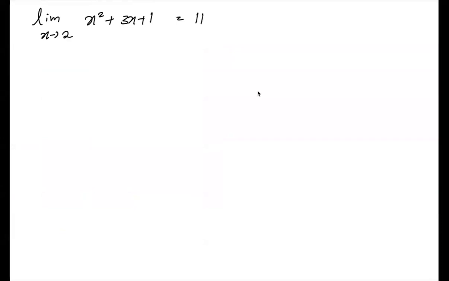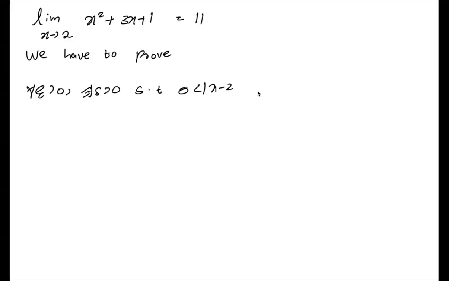So we have to prove this one. Basically this means that we have to prove for all epsilon greater than 0, there exists delta greater than 0, such that 0 less than the absolute value of x minus 2 less than delta implies that the absolute value of x squared plus 3x plus 1 minus 11 is less than epsilon. As previously, my rough work I write in red.